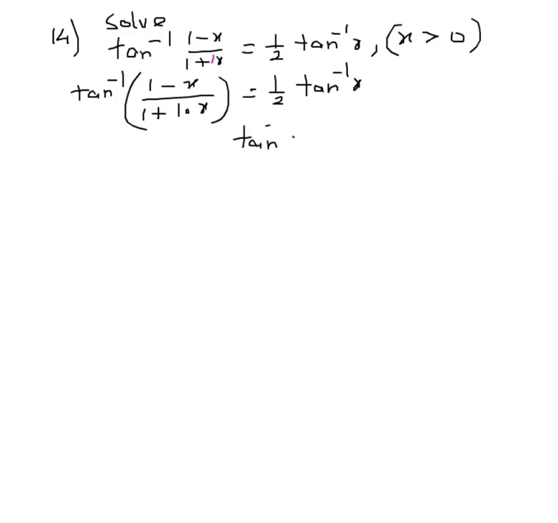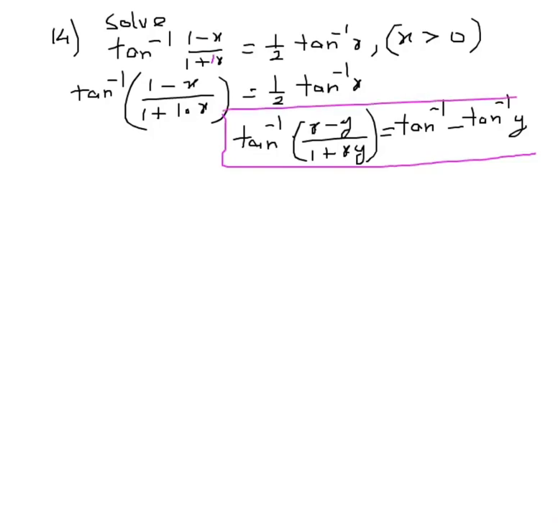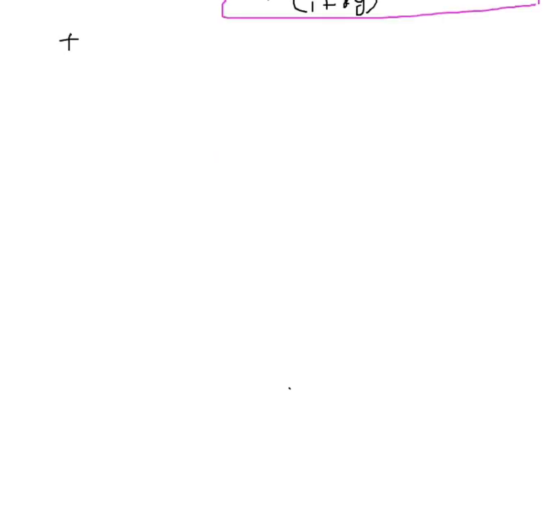Now let us use tan inverse of x minus y by 1 plus xy formula, which is tan inverse of x minus tan inverse of y. Therefore, the left hand side becomes x is 1 and y is x here. It becomes tan inverse of 1 minus tan inverse of x by this formula equal to half tan inverse of x.